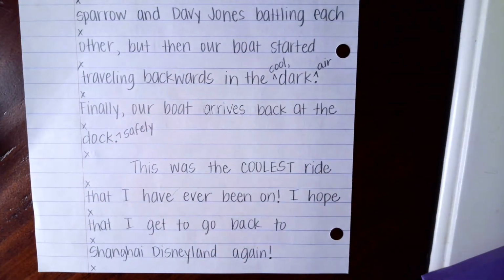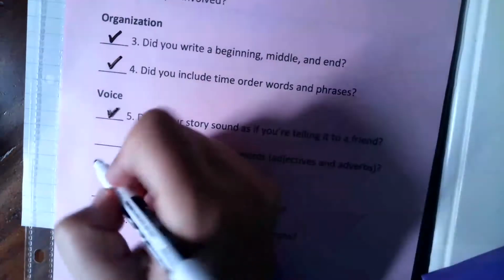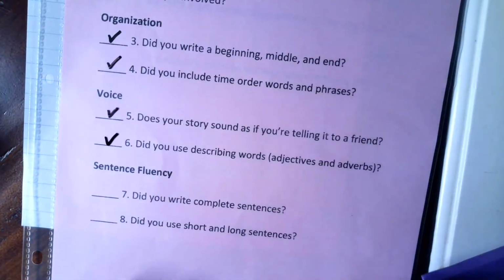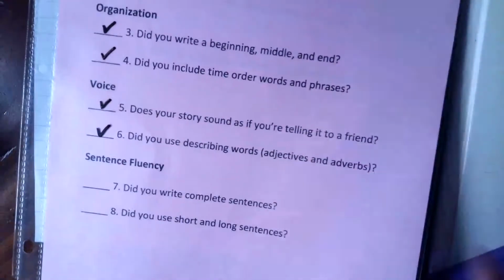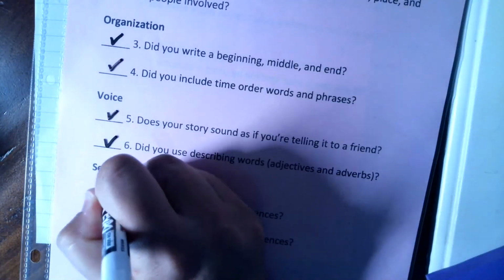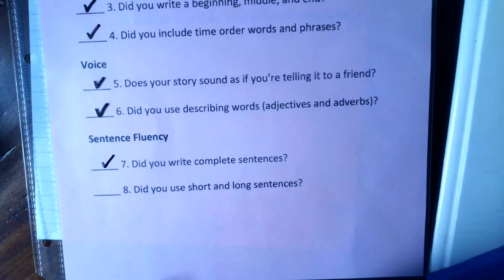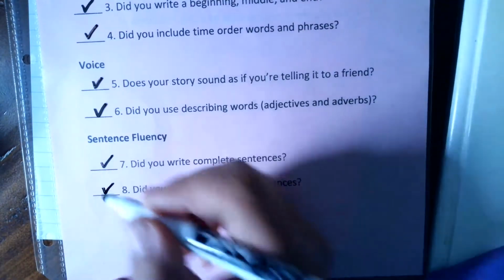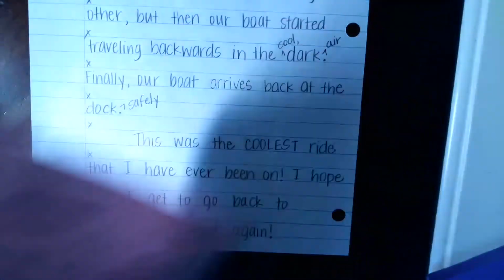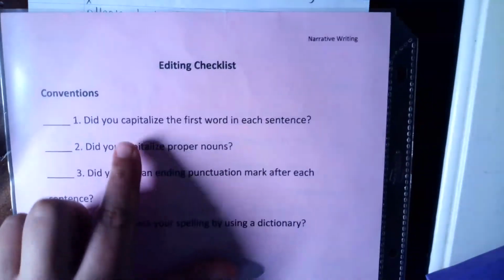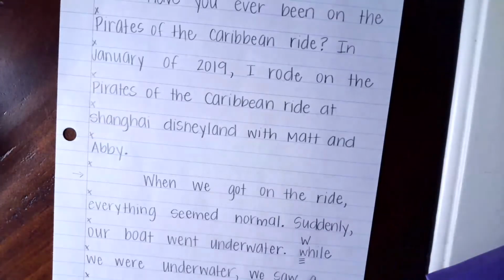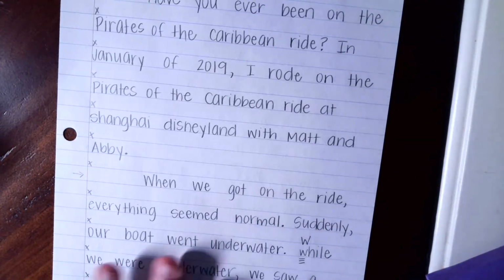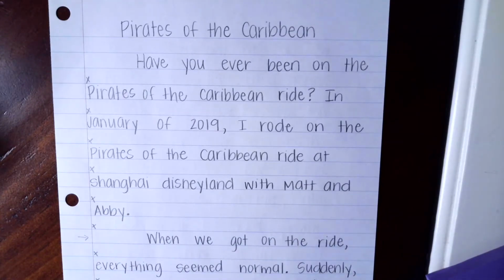So yes, did I use some describing words? I did. And if you didn't, add them in. You saw me, I had some, and then I added some in. Not a big deal. Did I write with complete sentences? Yes, I noticed that when I was reading it out loud. And did I use long and short sentences? Yes, I did. Okay, now I'm going to go back and I want to see, did I capitalize the first word in each sentence? So I'm literally going to go through and look at the beginning of each one of my sentences. So let's do that now.